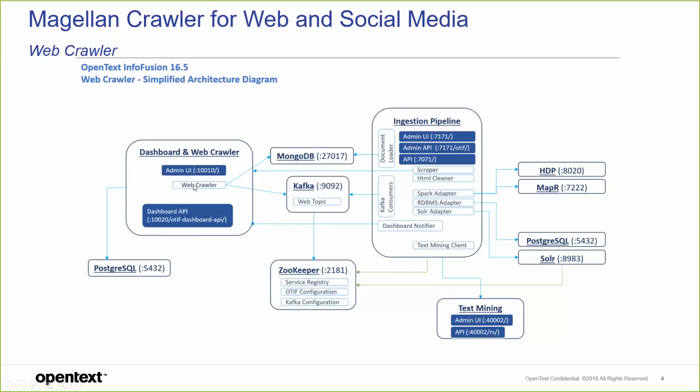But internally, from a very high level, all we need to understand is the web crawler and social media. Its job is to crawl either the websites or Twitter. It feeds whatever it extracts from that into the ingestion pipeline, which in turn calls the text mining engine, which in turn will update one or more of the persistent data stores.